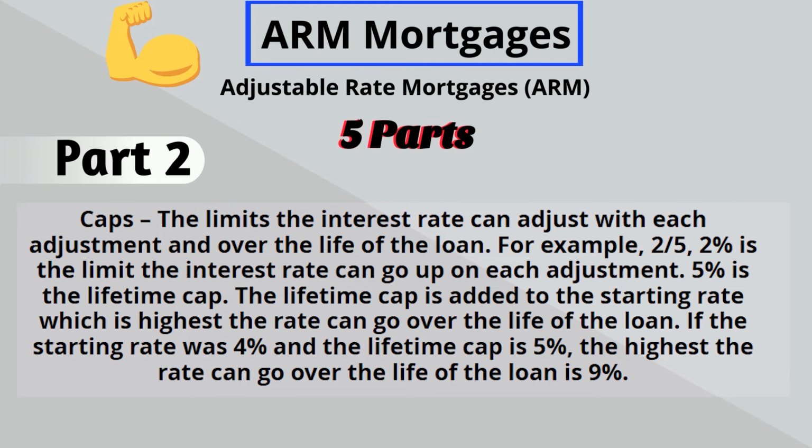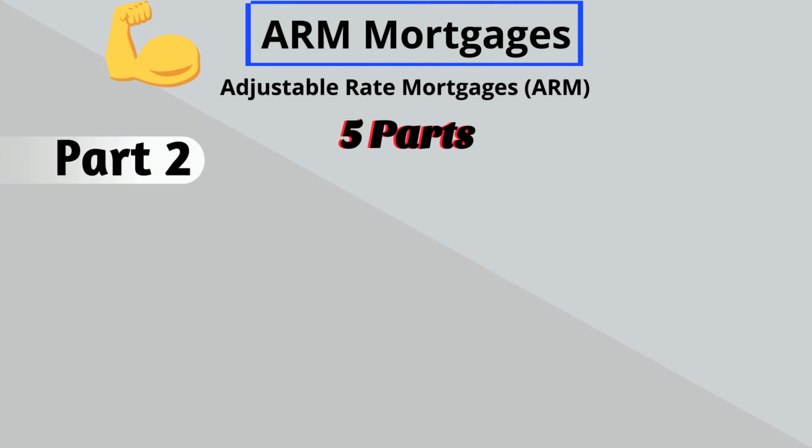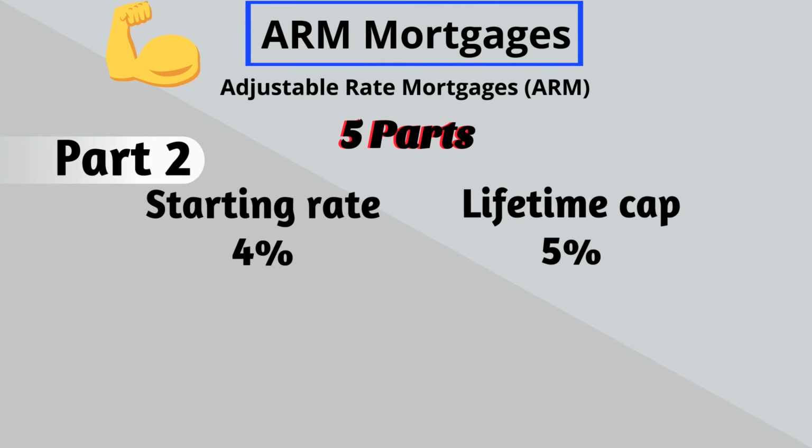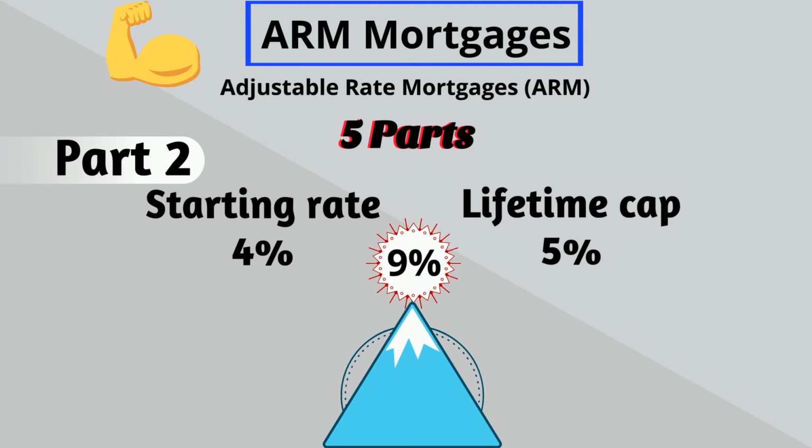For example, a 2-5 ARM. 2% is the limit the interest rate can go up on each adjustment. 5% is the lifetime cap. The lifetime cap is added to the starting rate, which is the highest the rate can go over the life of the loan. If the starting rate was 4% and the lifetime cap is 5%, the highest the rate can go over the life of the loan is 9%.